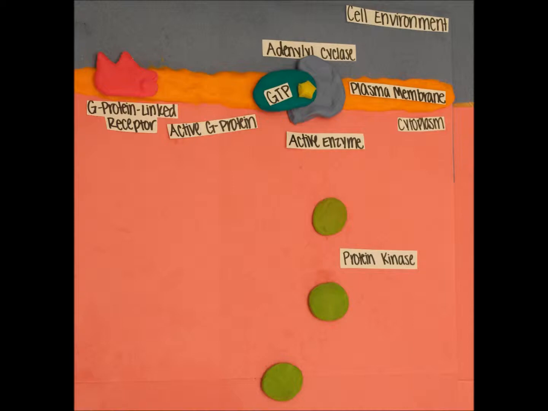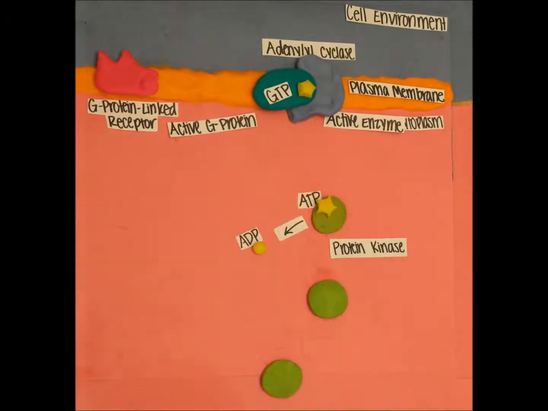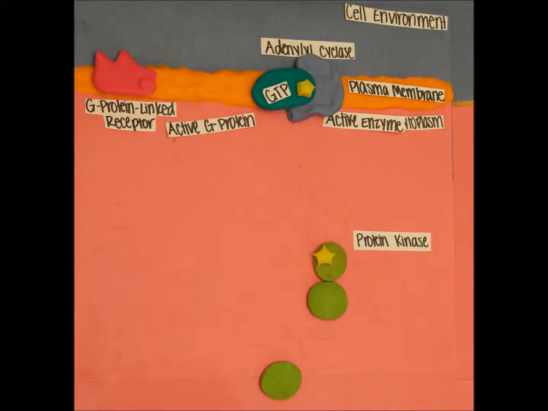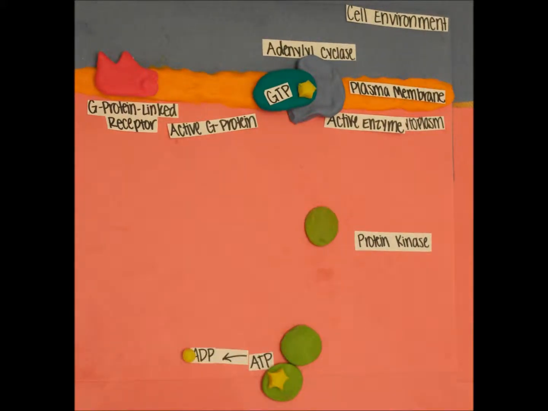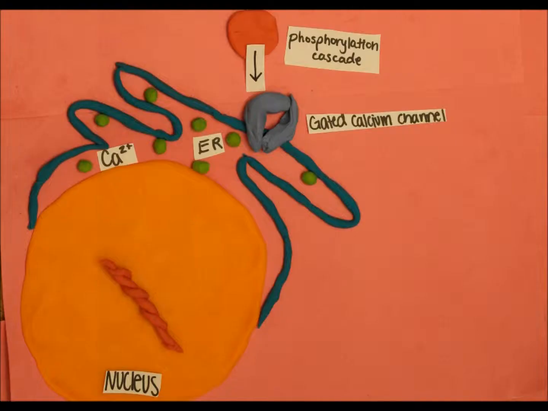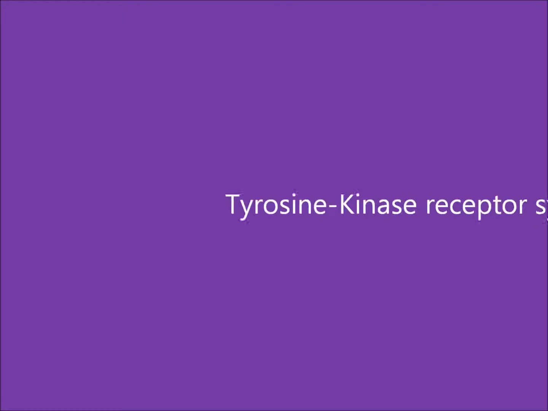After the enzyme has been activated, it can trigger the next step in the signal transduction pathway, which goes from relay molecule to relay molecule until the cellular response has been activated. In this case, the cellular response is the release of calcium ions from the ER.